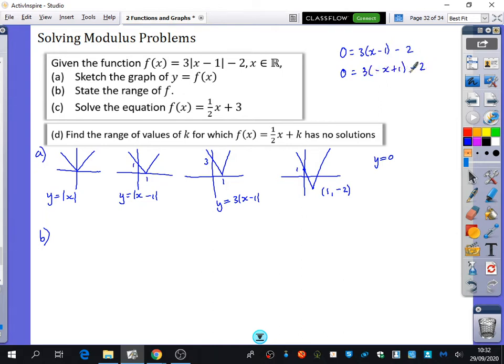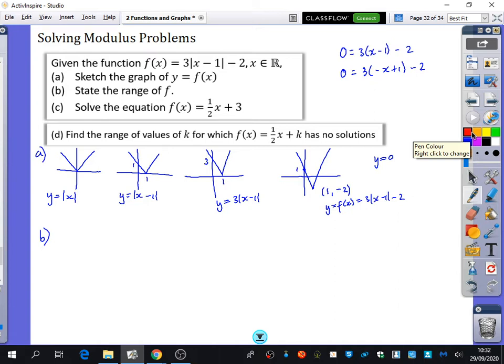You'd solve those 2 equations to find out x, and it would give you the 2 intersection points that you've got there. Okay? The next part says to state the range of f. So remember, I didn't even label this. This is y equals f of x, which is 3 modulus of x minus 1 minus 2. The range of this is saying what y values can you achieve from this graph. What are the y values that you can get from this graph?